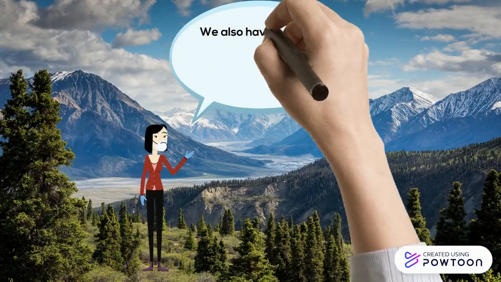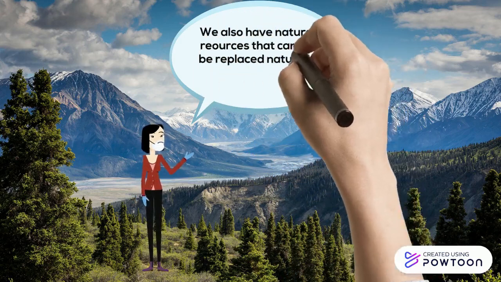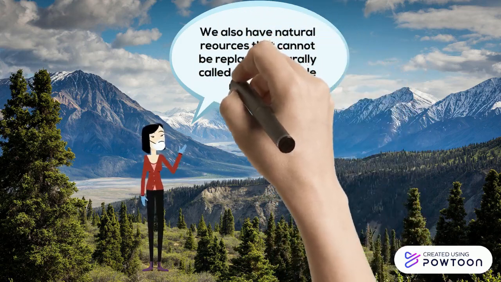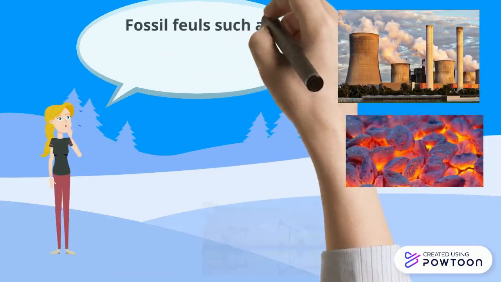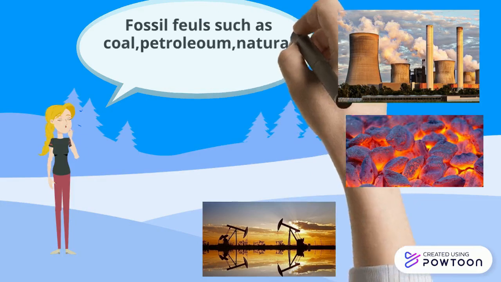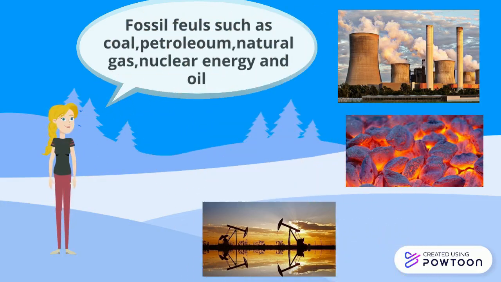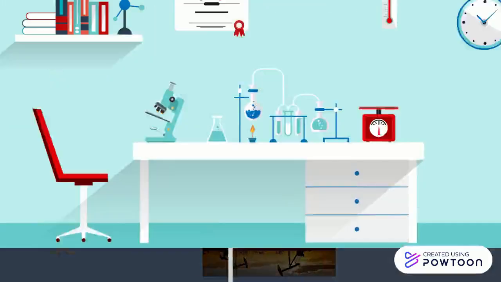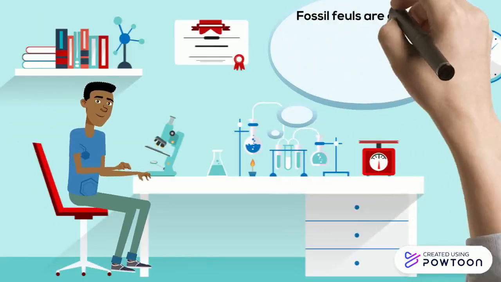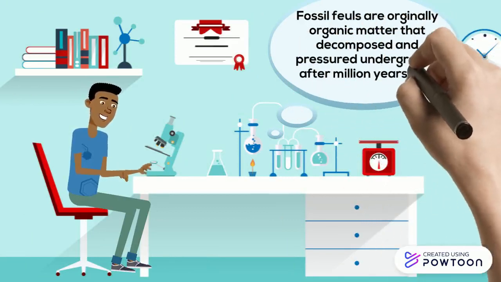We also have natural resources that cannot be replaced naturally as they are consumed, called non-renewable resources. Fossil fuels such as coal, petroleum, natural gas, and oil, as well as nuclear energy, are examples of non-renewable energy resources, since these resources are limited and cannot be replaced over time. Fossil fuels are originally organic matter that decomposed under pressure underground millions of years ago.